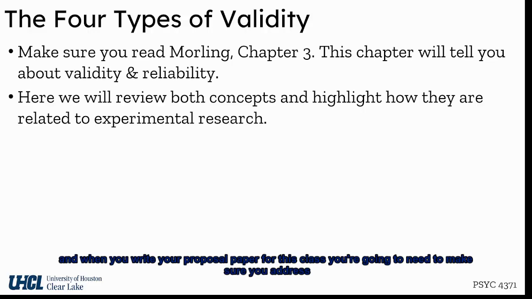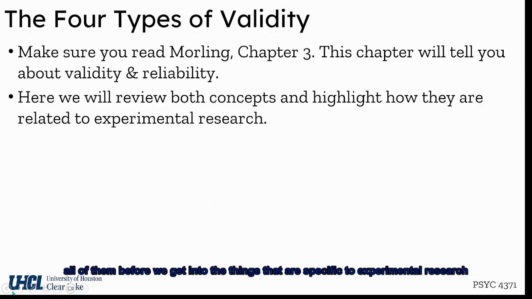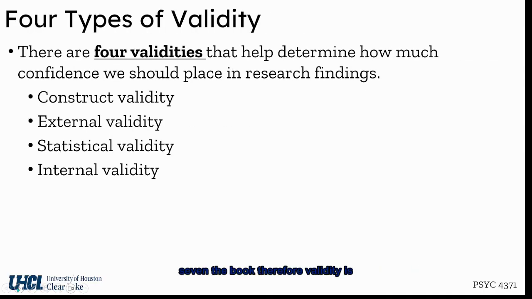And when you write your proposal paper for this class, you're going to need to make sure you address each of the 4 types of validity. So that's one of the reasons why I wanted to review with you all of them before we get into the things that are specific to experimental research. So in the book, there are 4 validities that help determine with confidence how much faith you should put into your research findings. Those 4 validities are construct validity, external validity, statistical validity, and internal validity. Internal validity is going to be the one that we focus on because it has to do directly with causal claims.